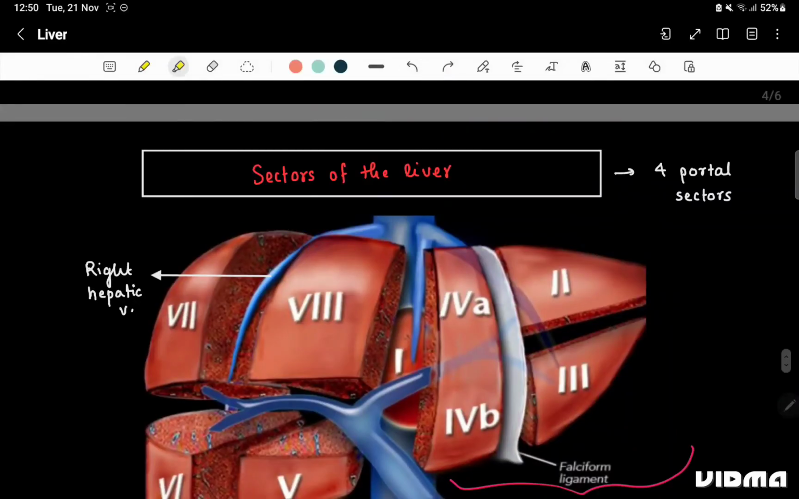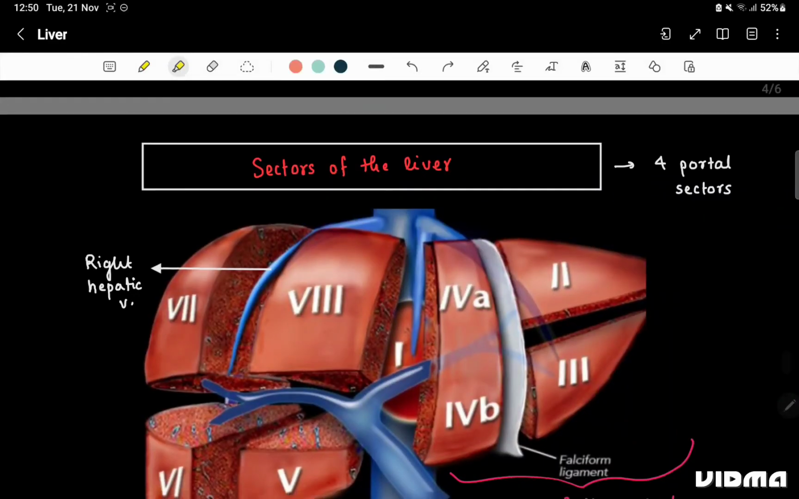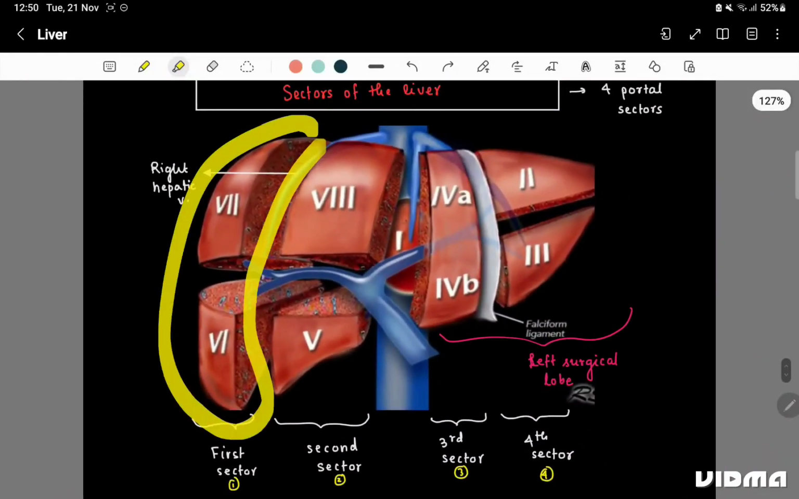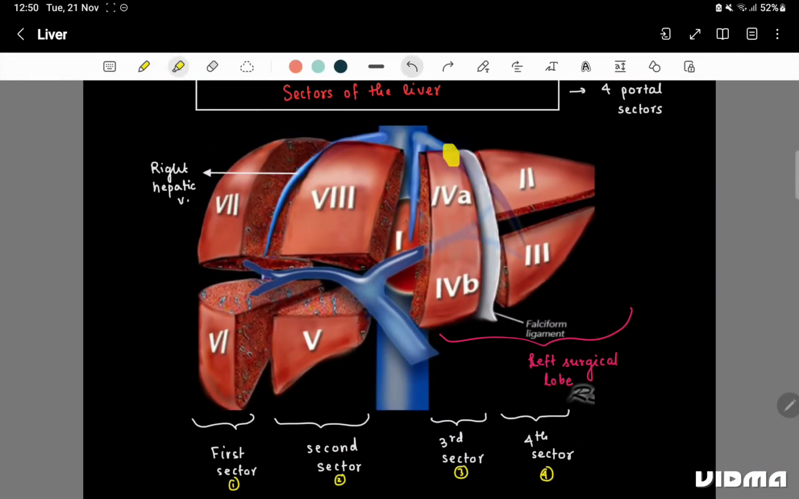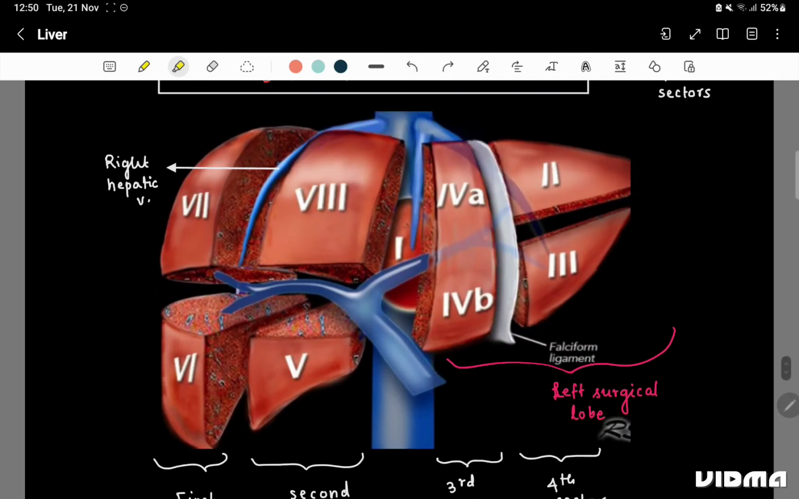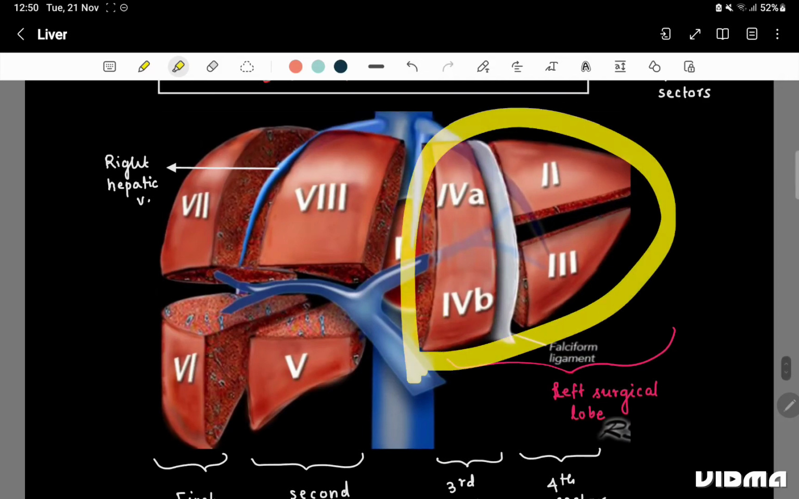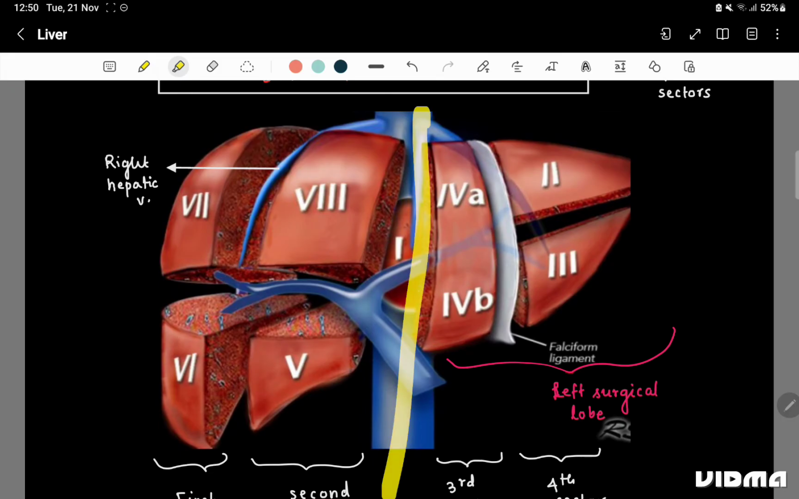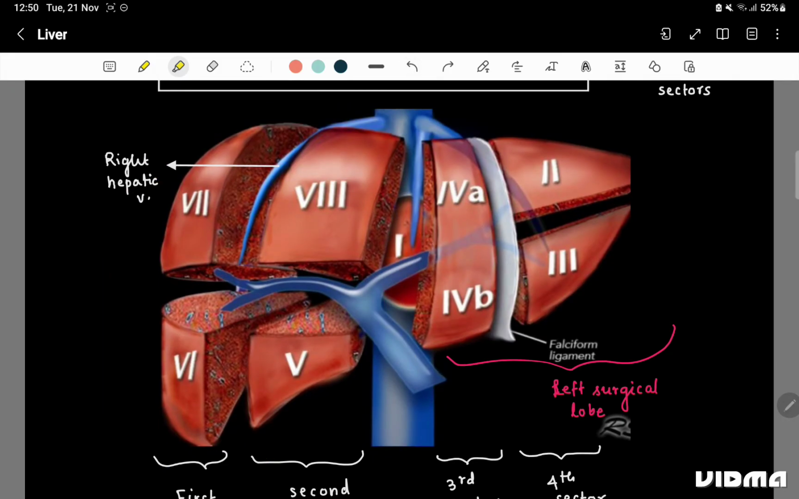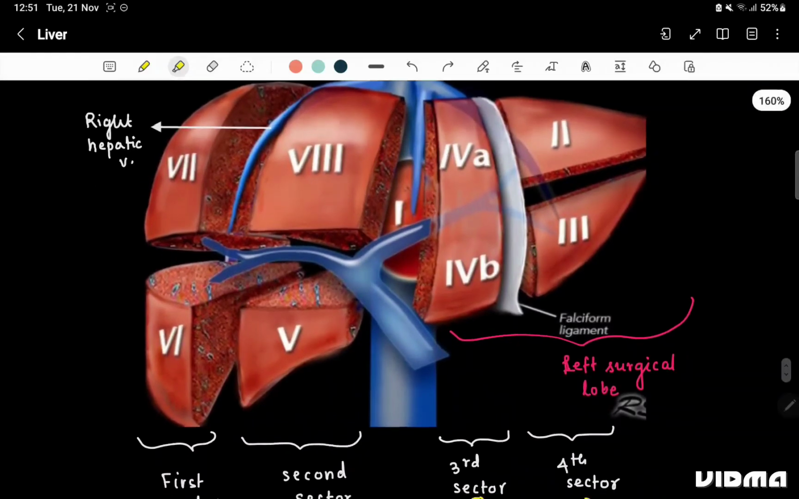Let's discuss about the sectors of the liver. So we have four portal sectors. First of all, we have your first sector, second sector, third sector, and the fourth sector. So these are the sectors of the liver. And these sectors are also surgically taken. Like this is called as a left surgical lobe. This is your Cantlie line, and this is a right lobe, okay, right surgical lobe.